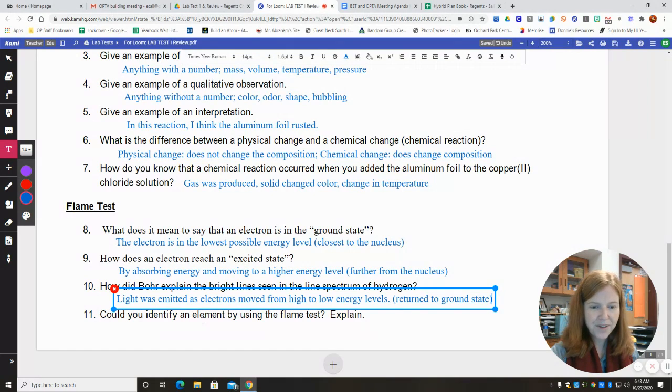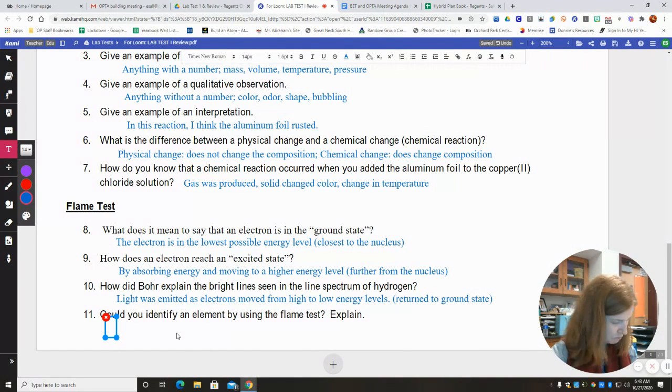Number 11, could you identify an element by using the flame test? Explain. So, kind of. If it's just the flame test, so you are looking at it with your naked eye, you will have an idea of how much energy the atom as a whole is going to have. And we know certain elements glow certain colors in a flame test. Like copper has that very distinctive green color. So if you see that green flame test, then you probably know it's copper. The better way, though, is to take that light and put it through a prism and get the bright line spectra. And that's where I'm going to take this answer.